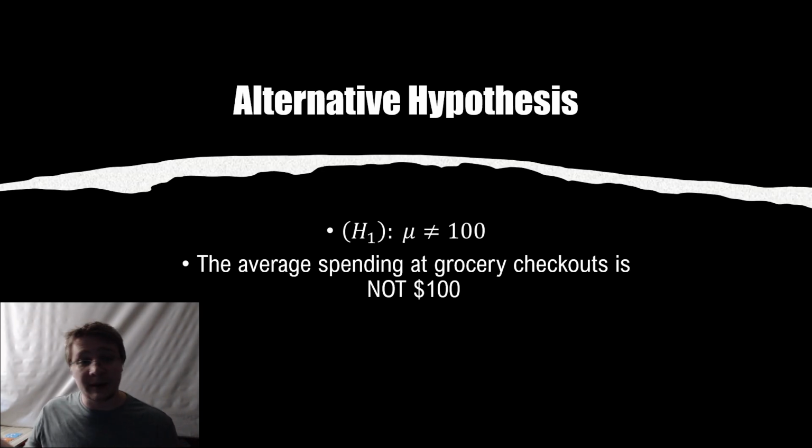So our alternative hypothesis is going to be the opposite of that. That's going to be our H1, where mu is not $100. The mean is not $100; it's just something else. That's our alternative hypothesis. So the average spending at grocery checkouts is not $100 for the alternative hypothesis.